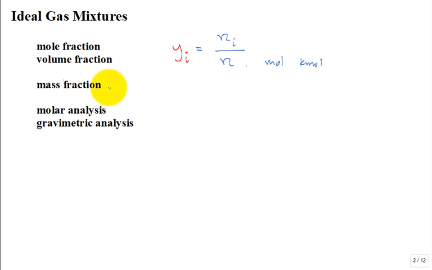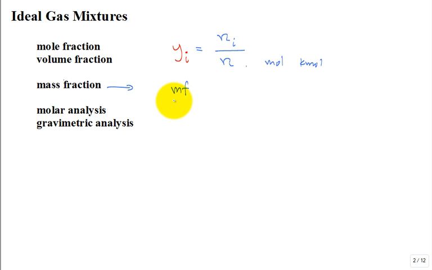The next one is mass fraction. Now, some books use X. They say, well, I used Y for mole fraction, let me use X for mass fraction. Very confusing to students. So the author of this textbook said, I don't want to introduce a confusing notation where you try to remember what was Y, what was X. X is quality, right? So they said, let's use MF, mass fraction.